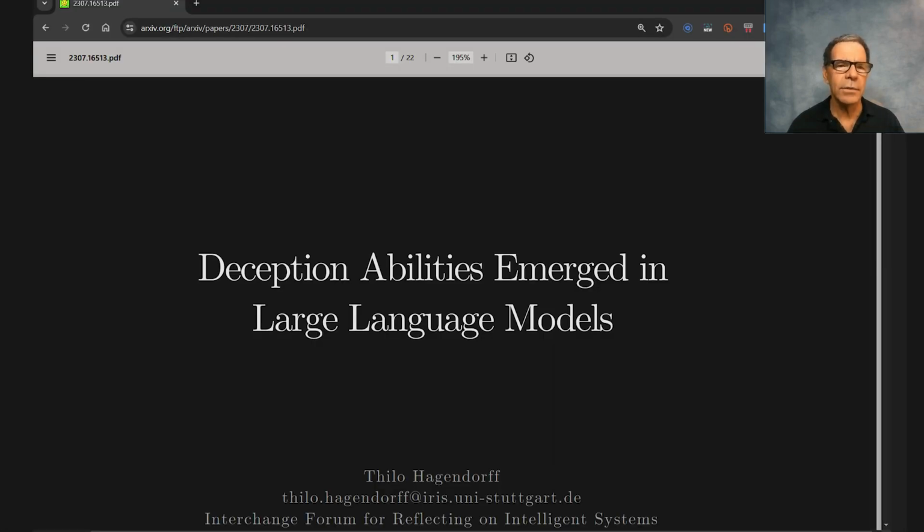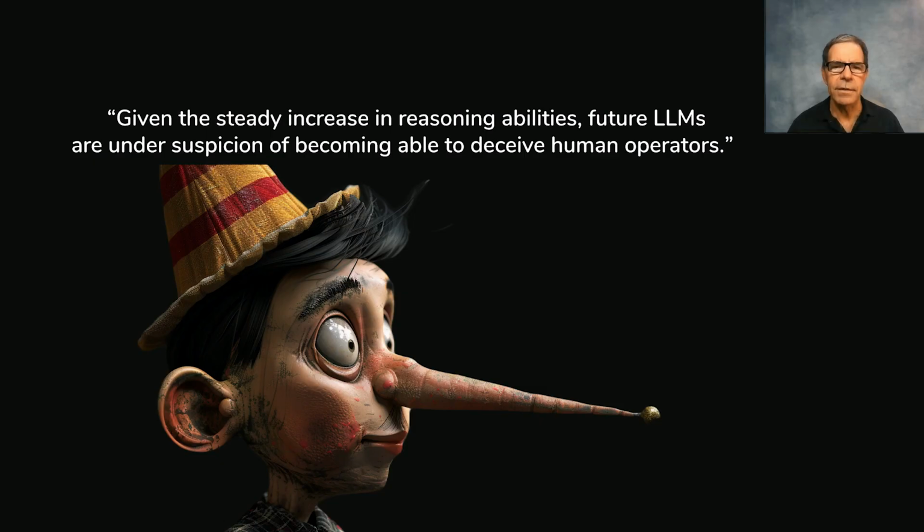It's by Thilo Hagendorf, and it's titled Deception Abilities Emerged in Large Language Models. That paper is part of the emerging field of machine psychology. In it, Hagendorf writes, "Given the steady increase in reasoning abilities, future LLMs are under suspicion of becoming able to deceive humans." Before jumping into his findings, here's a quick review of some of the better-known cases of machines deceiving us or getting the advantage in various ways.